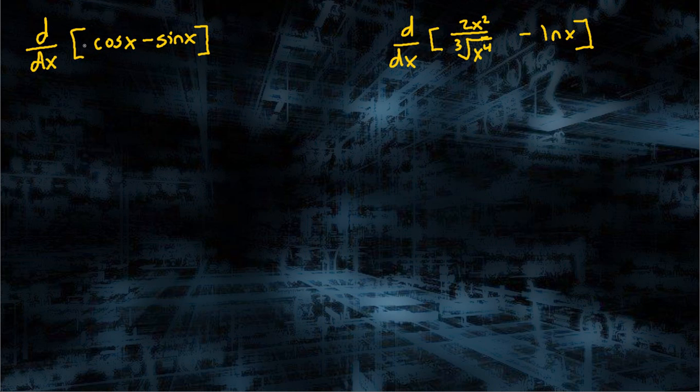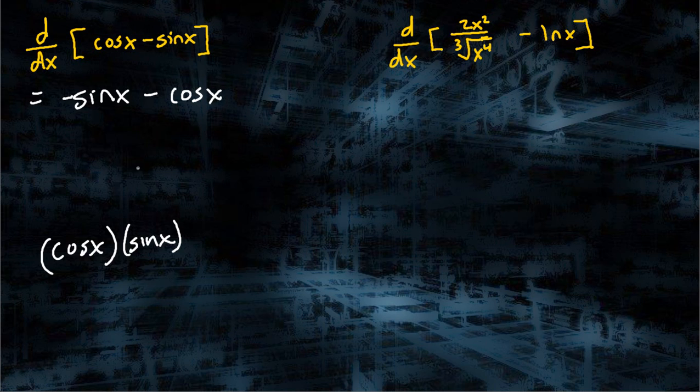Last examples. Notice these are just separated with a little minus, so this is going to equal the derivative of cosine, which is negative sine, and the derivative of sine is cosine, and we are done. Now, if that had been written cosine x times sine x, then we couldn't do it with the information that we have yet. All right, this one's going to be a little bit more involved. Remember, I'm going to have to move this up in order to do this derivative. So I'll have 2x squared times x to the negative 4/3 minus natural log x.